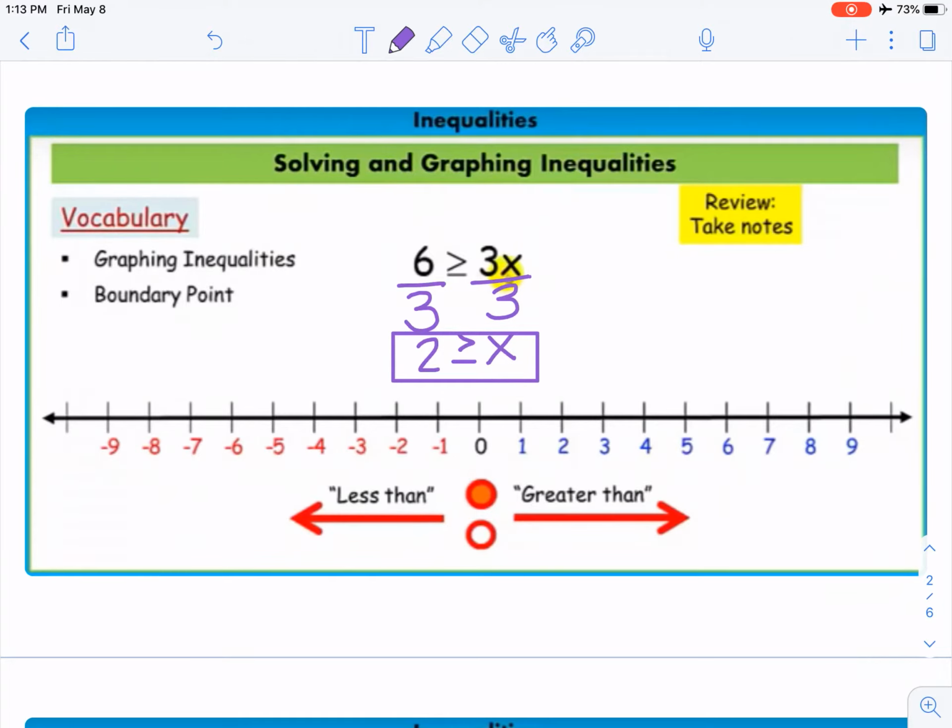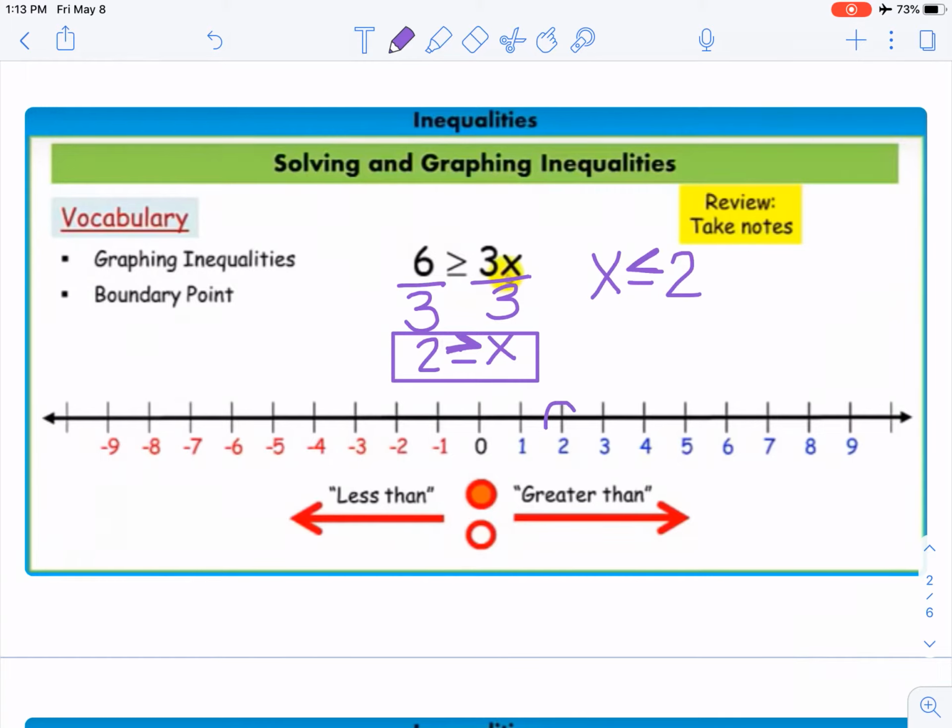So I need to say that x is actually less than or equal to positive 2. Notice that the opening of my inequality is pointing at the 2, just like it was here. I had to pick up the whole thing and reverse everything, not just the symbol, just the variable. I had to do the whole entire thing, but backwards. So now I'm ready to graph.